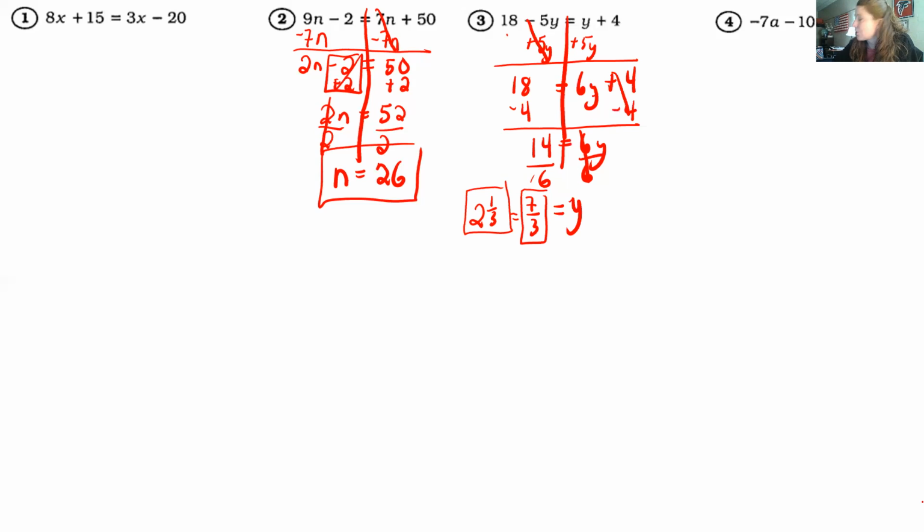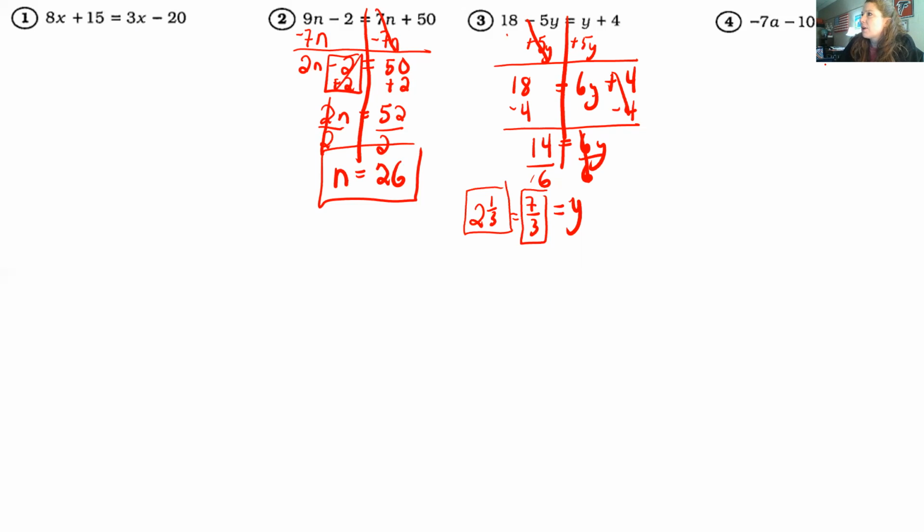All right, and just to make sure, I'm going to plug that in. So in the top, I'm going to put 18 minus 5 times, in parentheses, I'm going to write 7/3. Whoops. 5 times 7/3 equals, I got 19/3. So on the right side, I'm going to put 7/3 plus 4, which is also 19/3. So my calculator helped me figure out that I have the right answer.